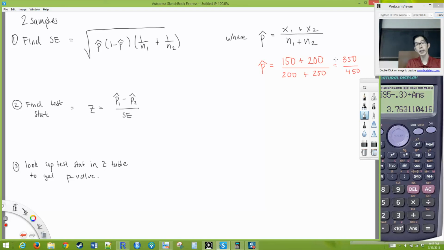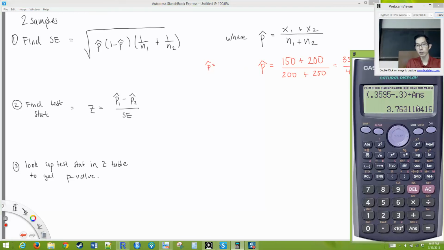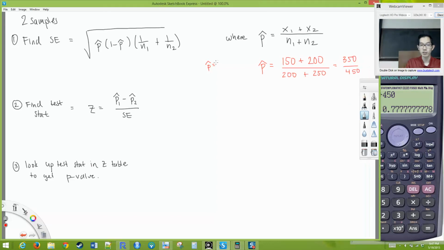Don't punch into your calculator 150 over 200 plus 200 over 250. Make sure you add up the top and you add up the bottom. And so you'll get p hat is equal to 350 divided by 450, and you get 0.7777. Or I'm going to just round it to 0.7778.